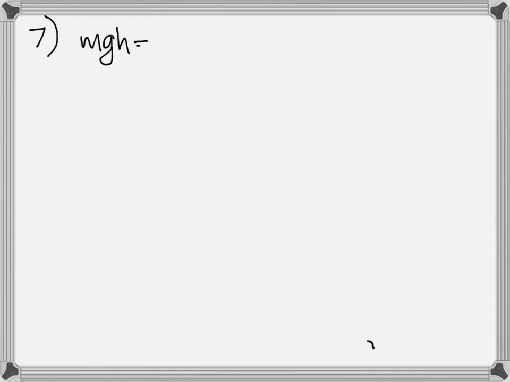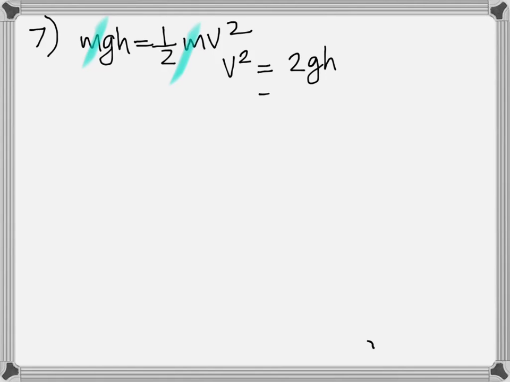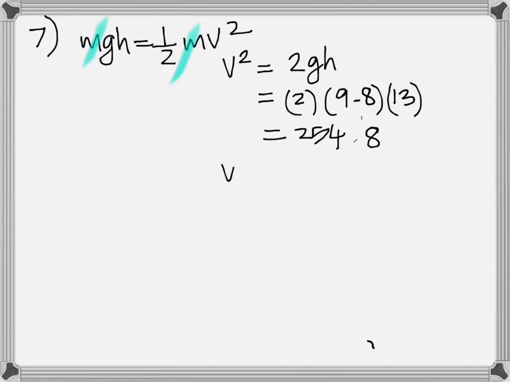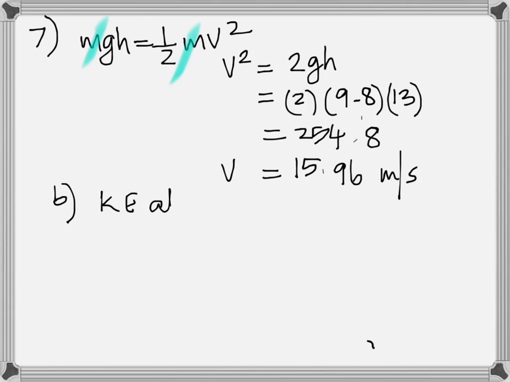And the seventh one, the baseball has potential energy at the top, and as it falls and just before it hits the ground, all of it gets converted into kinetic energy. Potential at the top is equal to kinetic at the bottom. So on rearranging, you get the velocity. It's 15.96 meter per second. But that is without considering air resistance.